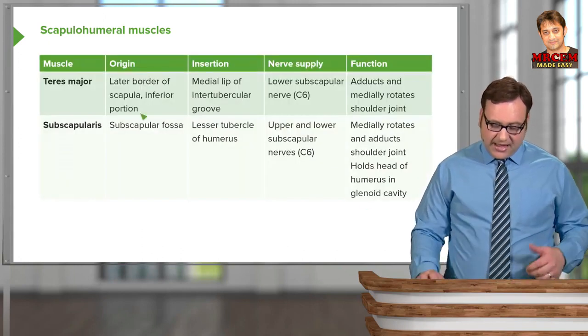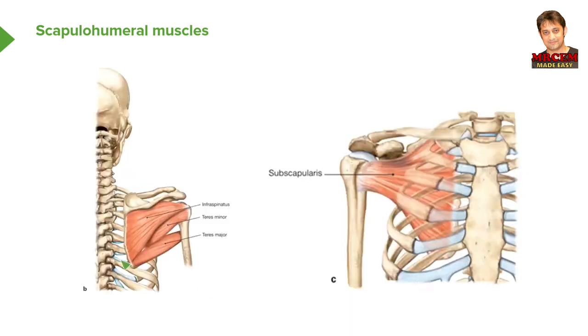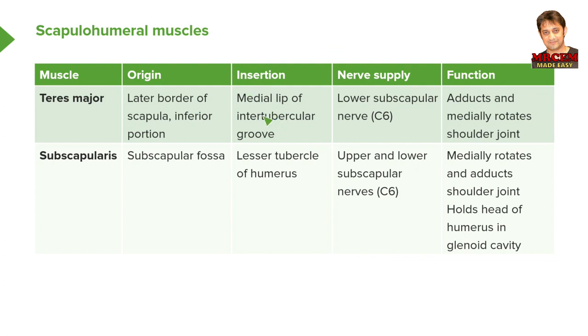it doesn't actually form this rotator cuff. Here we can see teres major running from the lateral border of the scapula, near to the inferior angle, and passing towards the shaft of the humerus. Specifically, it attaches to the medial lip of the intertubercular groove, and it's innervated via the lower subscapular nerve. It adducts and medially rotates the shoulder joint. So teres major is an adductor, where deltoid and supraspinatus were abductors.